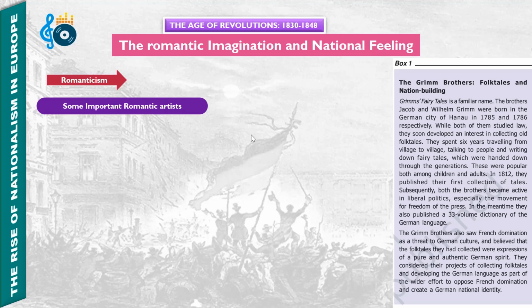The Grimm brothers also saw French domination as a threat to German culture and believed that the folk tales they had collected were an expression of a pure and authentic German spirit. They considered their project of collecting folk tales and developing the German language as part of the wider effort to oppose French domination and create a German national identity.